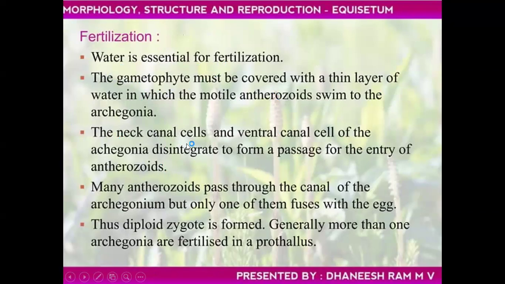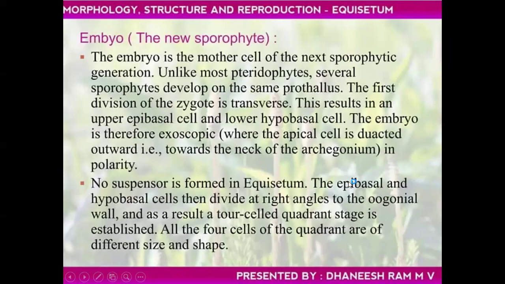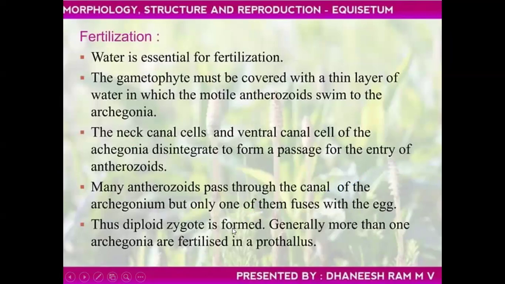The neck canal cells and the venter canal cell of the archegonia disintegrate to form a passage for the entry of antherozoids. These antherozoids pass through the canal and reach the venter, where the female gamete, the egg, is present. Now the fertilization occurs and a diploid zygote is formed. The zygote again develops into the embryo. Generally, more than one archegonium gets fertilized on the prothallus.